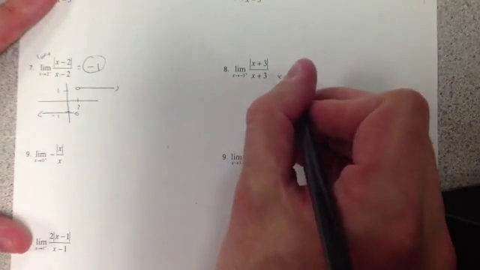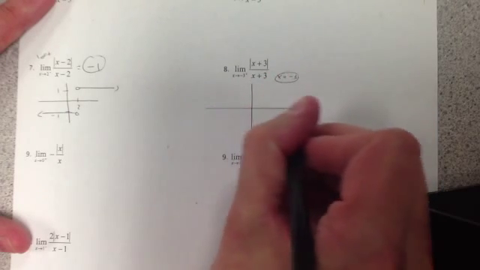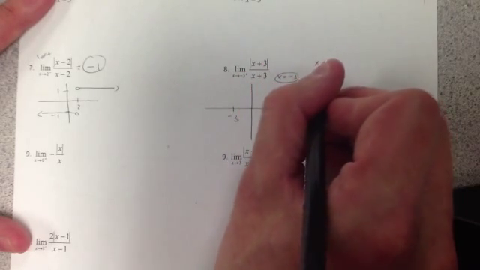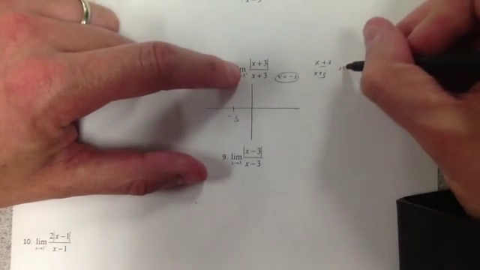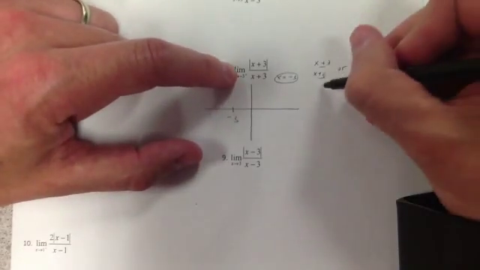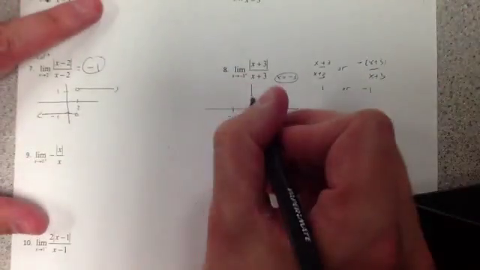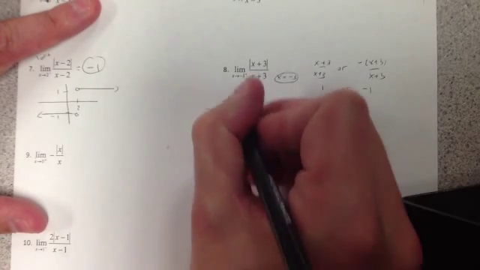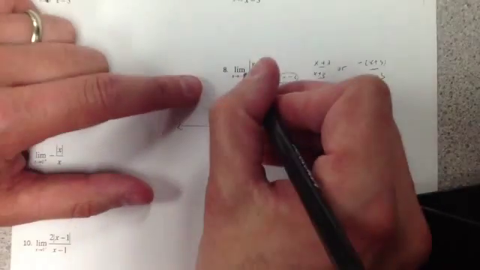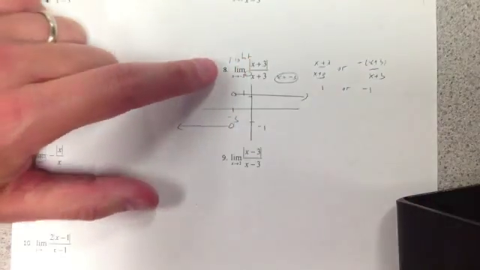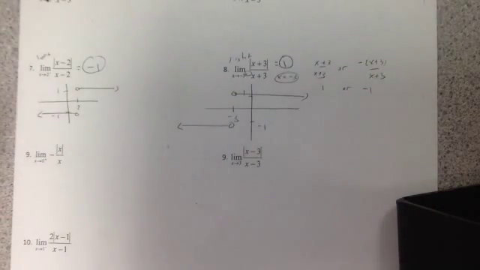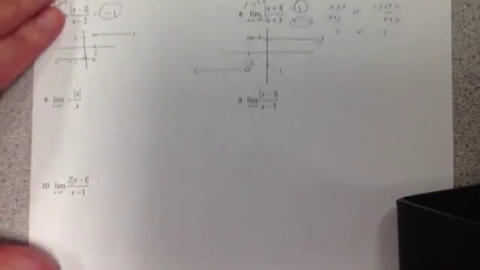So let's try number 8. This time, x cannot be negative 3, so that's our little holes there, our jump. Here's negative 3. Same idea. Remember, it's going to be x plus 3 over x plus 3, or negative x plus 3 over x plus 3. And that comes from the absolute value. So it's either 1 or negative 1 again. Positive to the right, negative to the left. And as we approach this time from the right side, we're approaching a positive 1. So the answer is just 1 there. Very easy to do.